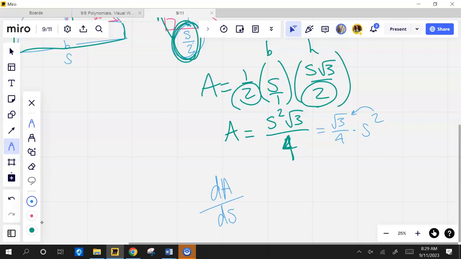that's when you're adding or subtracting up top. So this is going to be 2 times square root of 3 over 4 s, and I subtract 1 from the exponent. Y'all are looking at this like it is Greek.